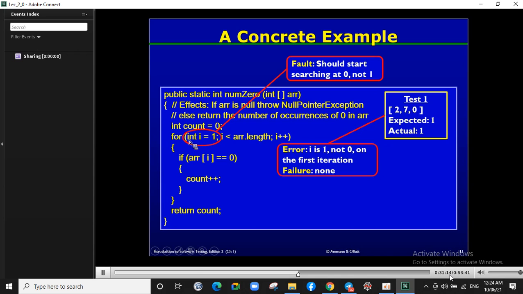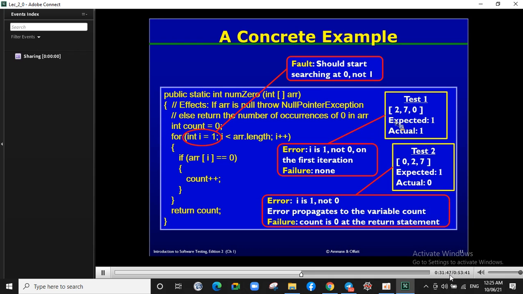So the first error state does not propagate through the execution path and does not affect the final state of this method. So this error state doesn't cause a software failure. We have no software failure in this test case. But look at this test case. How about this test case?